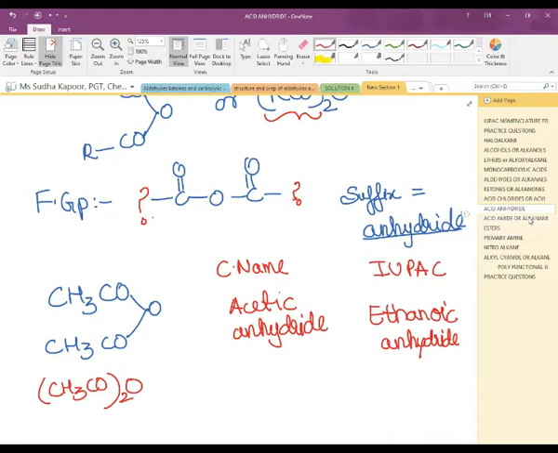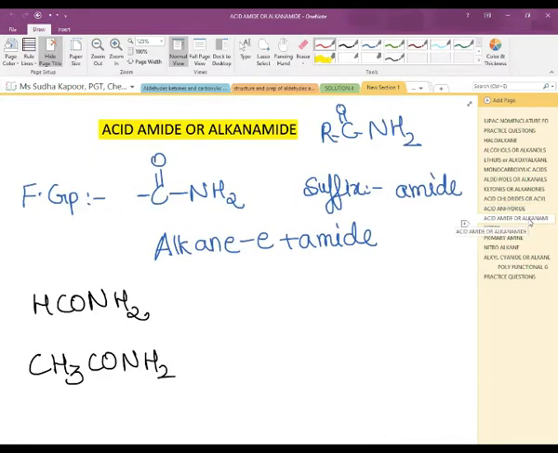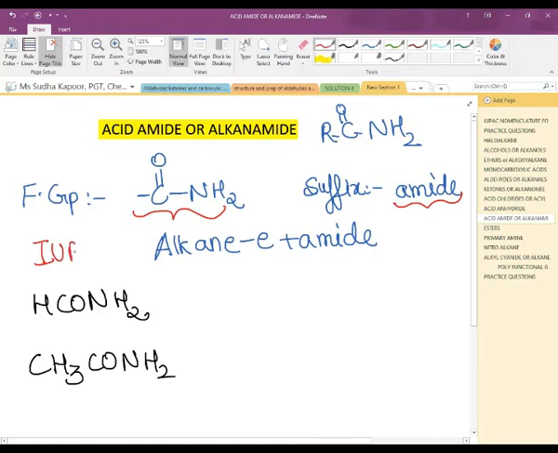Now here comes the other functional group, that is the acid amide. It is represented as RC double bond O, and then it is written as NH2. The functional group is CONH2. Now the suffix used here is the secondary suffix, and the name given is amide. The method of IUPAC naming is: count the total number of carbons, remove E, and then add amide.